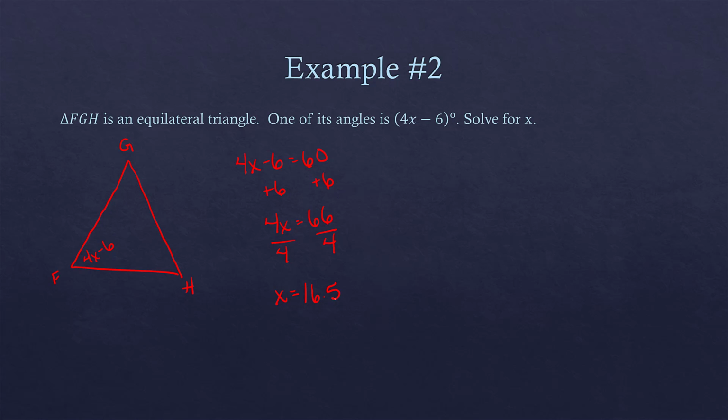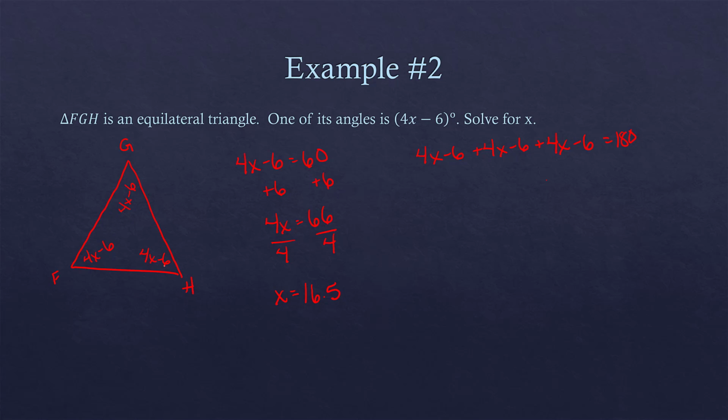So x would equal 16.5. That would be one way, if we remember equilateral has angle measures of 60 degrees. The other way we could do this is to say, well, I don't remember it's 60 degrees, but I know that all the angles are congruent, so I could add up 4x minus 6 three times to represent each one of my angles, and then say that equals 180. Because G would be 4x minus 6, and H would also be 4x minus 6. And then we can go through and solve this.